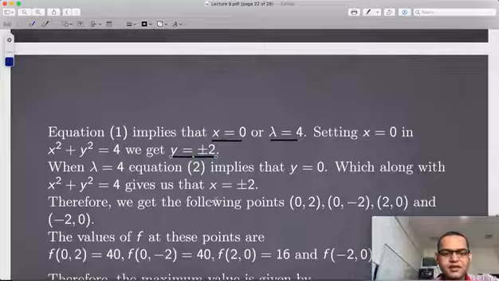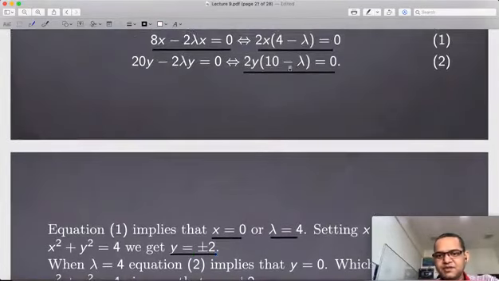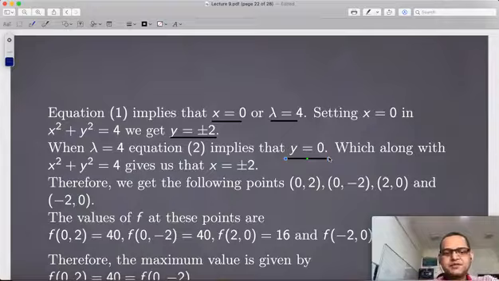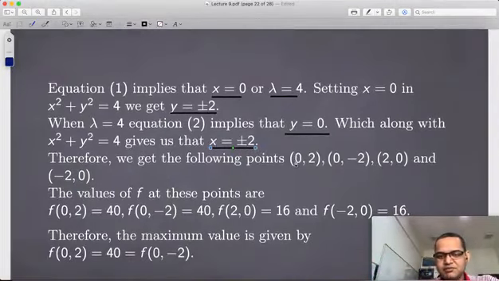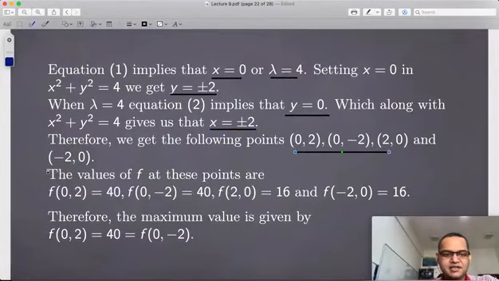Okay, and now the second case, when lambda is 4. You substitute in this equation, for example, so this will become 6, so y equal to 0 basically, correct? So I get y equal to 0. Now y equal to 0, again you substitute in the constraint and you get x equal to plus minus 2. Okay, so corresponding to x equal to 0 I got 2 points, and corresponding to y equal to 0, which was the situation when lambda was 4, I get another 2 points. So the points can be written like this.